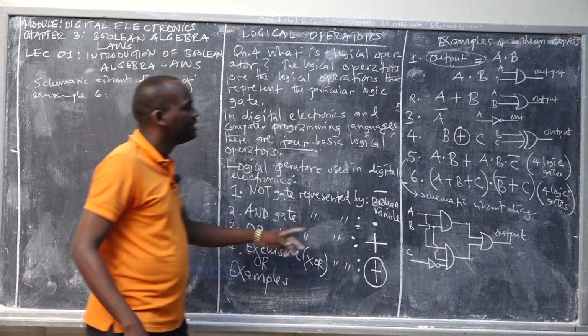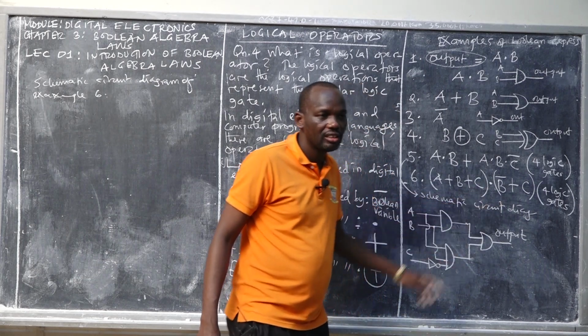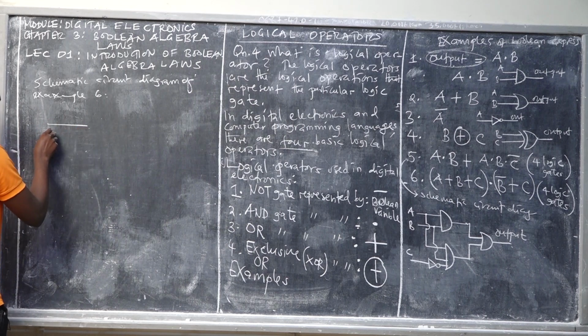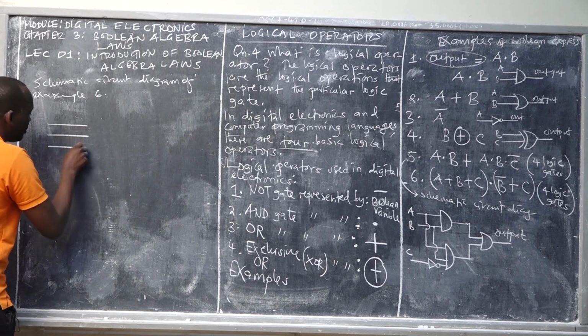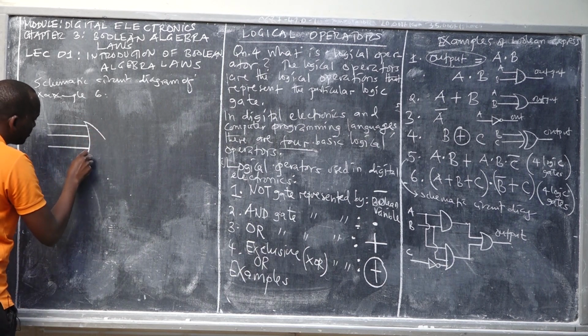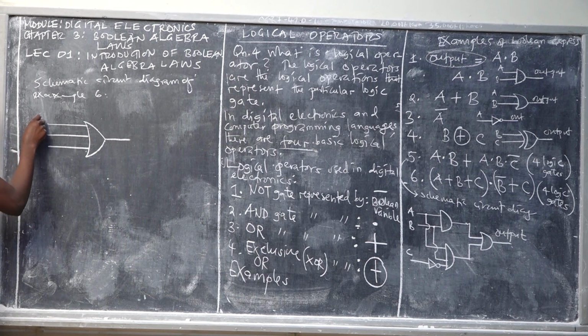Where should we start? To draw the OR gate with 3 inputs. That's the starting point. First input, second input, third input. Here it's the OR gate. This is A, this is B, this is C.